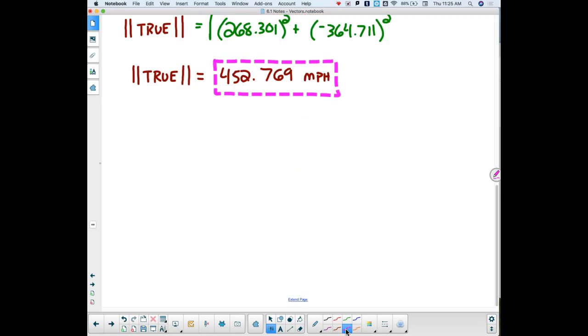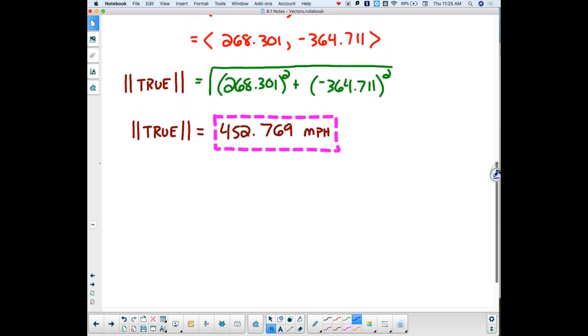True direction. Which quadrant am I in with my true vector? Which quadrant? 4, right? Okay. Positive on the horizontal, negative on the vertical is quadrant 4. Okay?